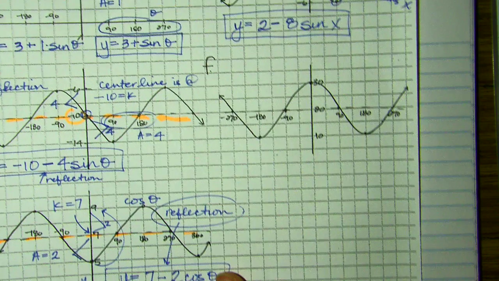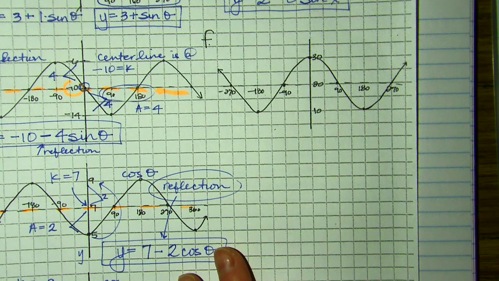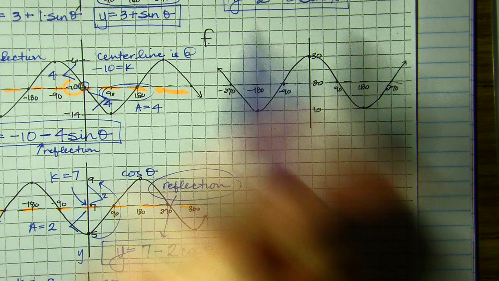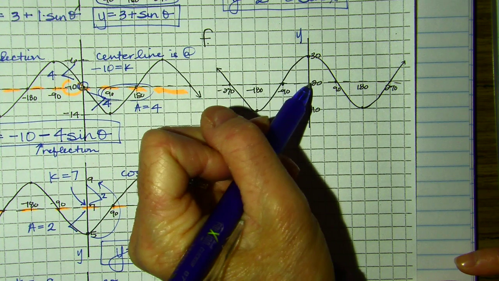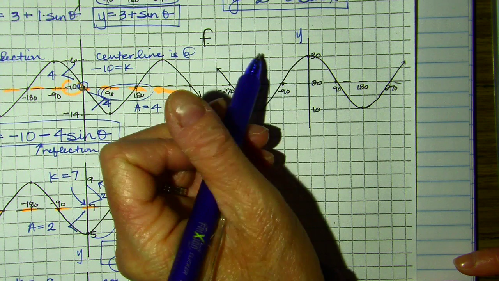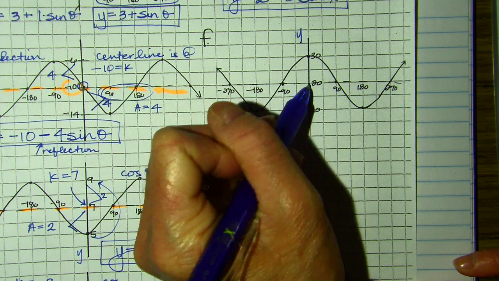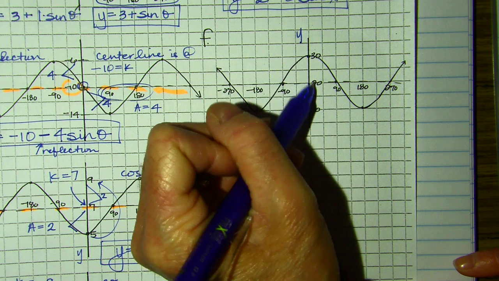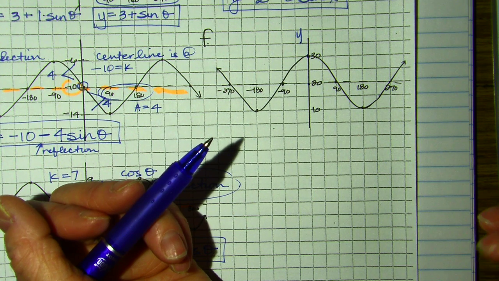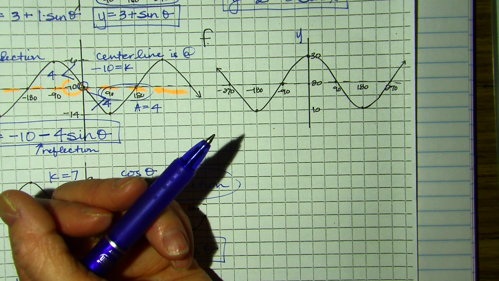So again, I would pause the video and identify: is this cosine or sine? We always look at my y-axis. Is it at the origin, and is it the middle, increasing or coming down, or is there a peak on the y-axis? Then look at your center line, and then your amplitude, and has there been a reflection?